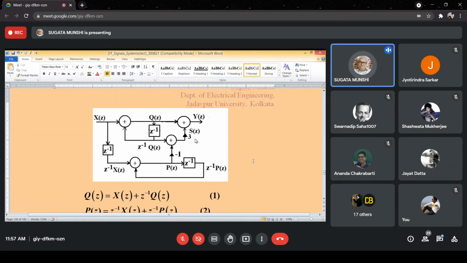How will you obtain the Fourier transform from a knowledge of Z transform? If I provide you with the knowledge of the Z transform of any sequence, from that, how will you obtain the Fourier transform? Substituting e to the power j omega instead of z. Right, very good.